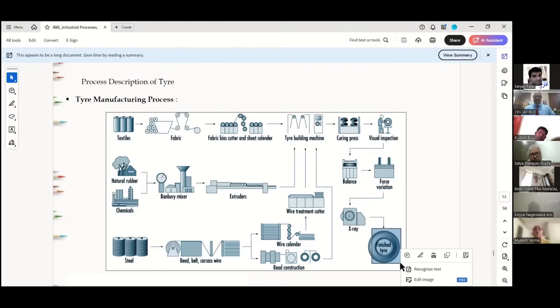Okay, so these are the processes of the tire industry. If you do some googling, there are very good videos of all these processes available on YouTube and Google too. So you will understand all these processes.